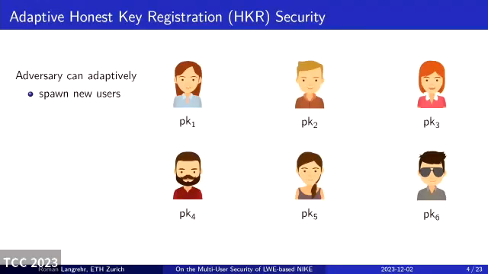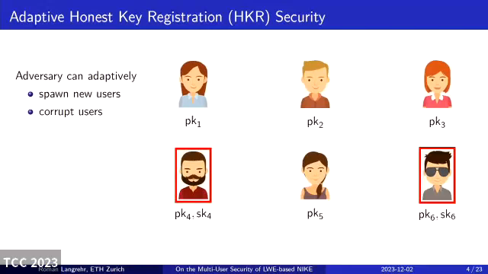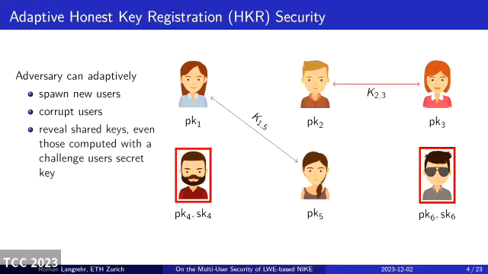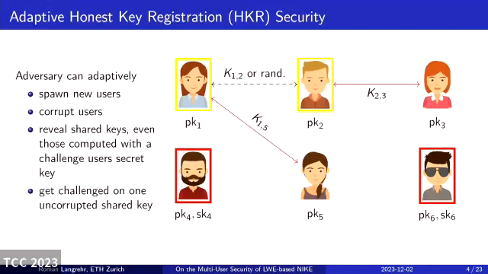A more realistic security notion is adaptive honest key registration, for short HKR security. That is defined via a game in which the adversary can adaptively create new users. He can corrupt users, so that means he gets their secret key. He can reveal shared keys between any pair of users, and he can do the challenge as before: select two users and then get a real or random shared key.